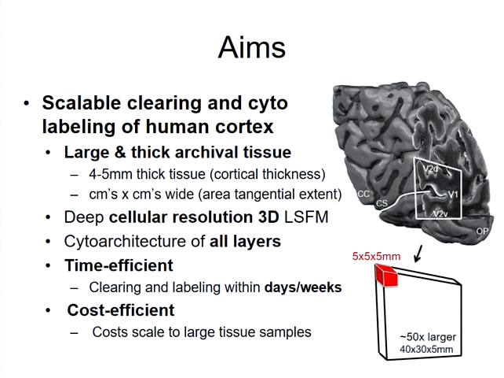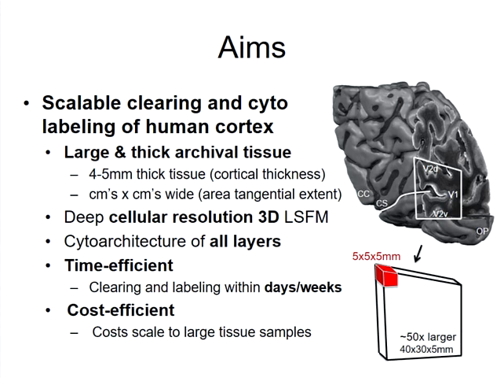So we set ourselves the aim to try and see if we could produce a scalable clearing and cytoarchitectonic labeling protocol for human tissue. So the aims set out there are all the desiderata that we kind of set as our challenges. We want large and thick archival tissue, up to 4 or 5 millimeter thick, because that's the cortical thickness, and that's where it really starts to matter that you don't have to do all of the alignment anymore. Centimeters by centimeters wide in the other 2 dimensions, because that's roughly the dimensions of where, at least in some parts, the lateral extent of cortical areas comes into play.